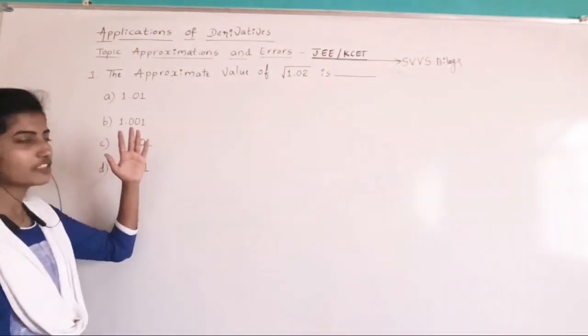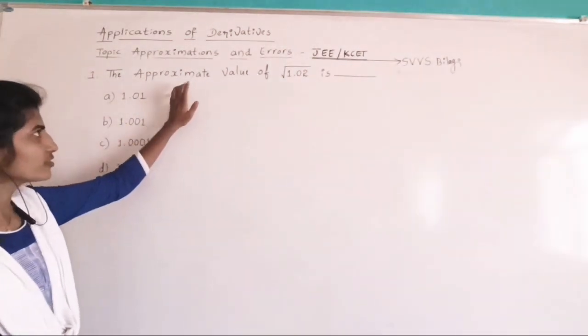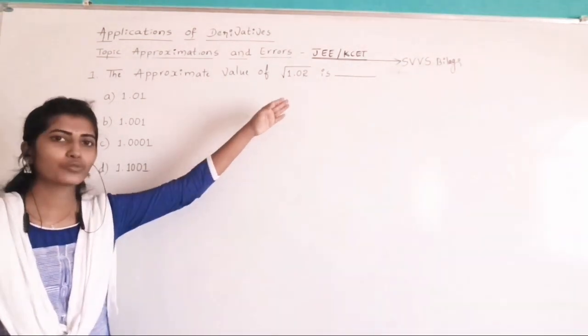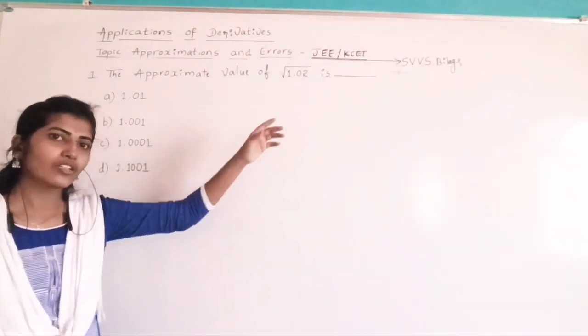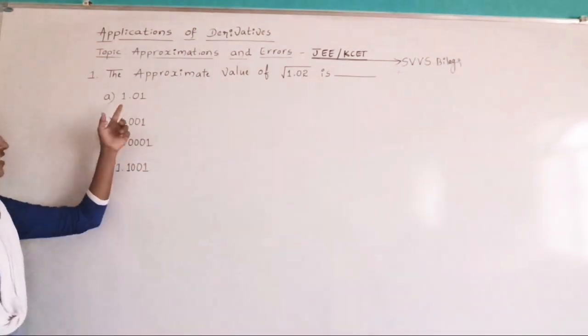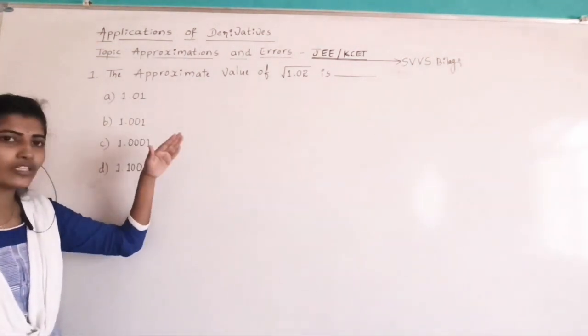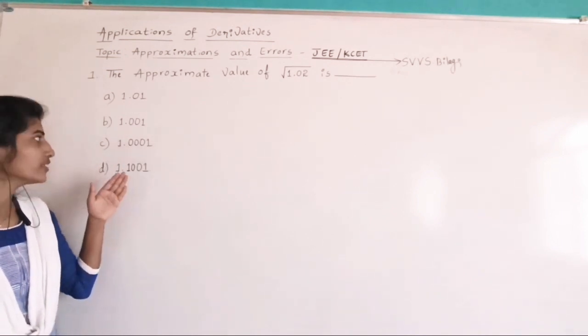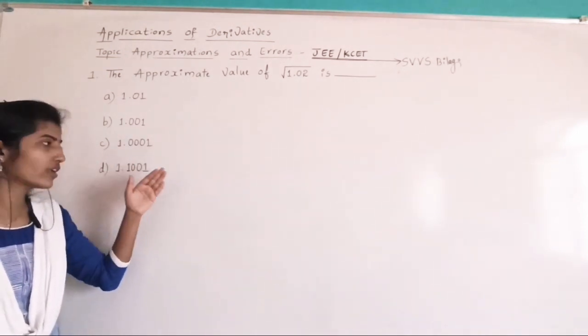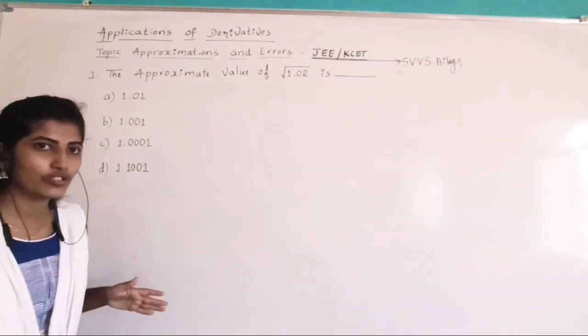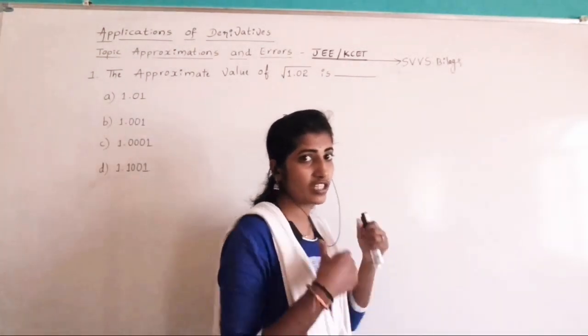Yes, here is the first question. The approximate value of square root of 1.02 is dash, right? So here are the options. Option A is 1.01, option B is 1.001, option C is 1.0001 and option D is 1.1001. So how to deal with such a question?